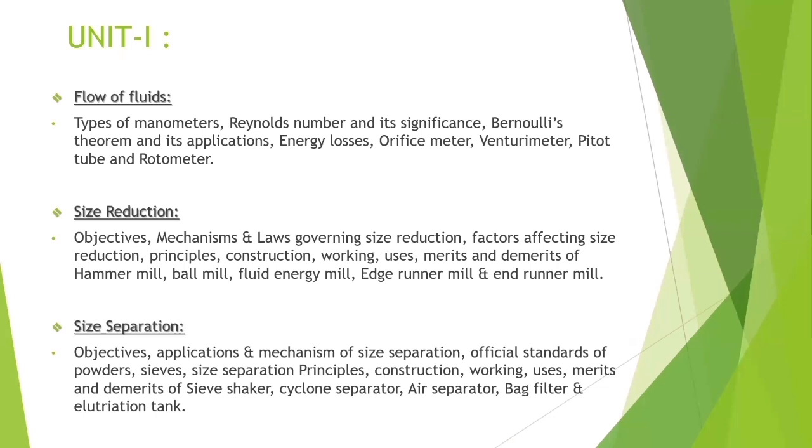And the next chapter is the size separation. In size separation, we will get to know how we can separate the particle sizes. Like in a bulk of powder, there will be different sizes of particles, so we need to separate those particles according to their respective sizes. In order to do that, we are going to use some equipments like a sieve shaker, cyclone separator, air bag separator. These are the equipments which come under the size separation topic. And also we will discuss the applications and mechanism of size separation. This is about unit 1.